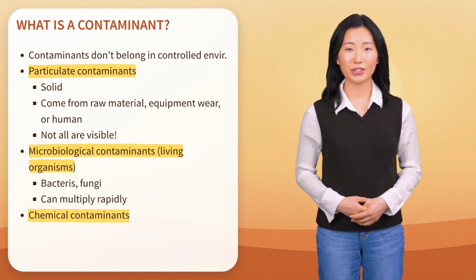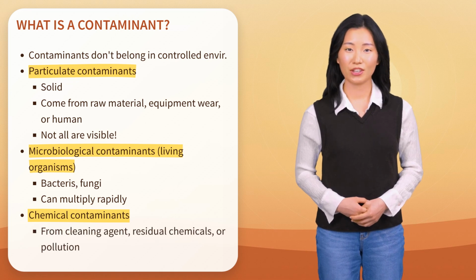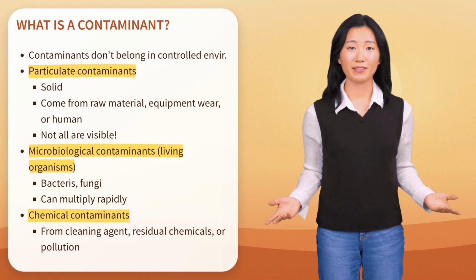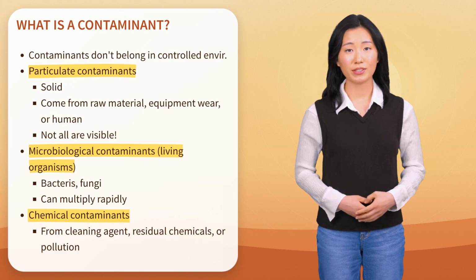Chemical contaminants, on the other hand, are substances that don't belong. They might originate from cleaning agents, residual chemicals, or external pollution. Each type has its own risks and requires specific attention to manage effectively. Next, we'll look at how decontamination tackles these unwanted elements.